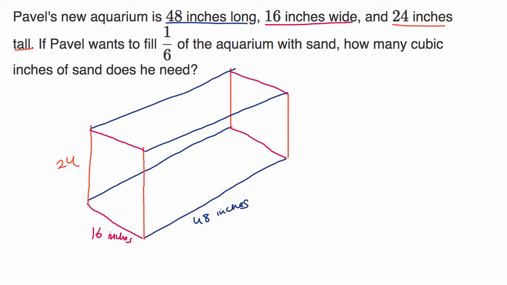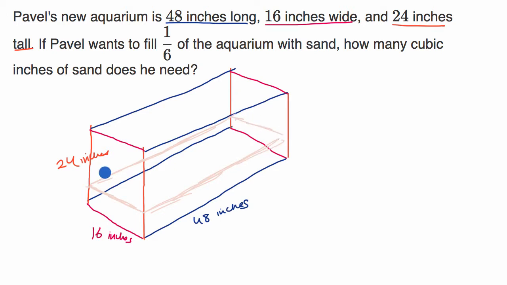So there's two ways that we could try to approach this. We could just figure out the volume of the entire aquarium and just think about, well, what is 1/6 of that volume? Or another way to think about it, if Pavel is filling 1/6 of the aquarium with sand, the sand's going to go 1/6 up the height. So how tall would that be? What's 1/6 of 24 inches? So what would this height be that the sand would go up in the aquarium?